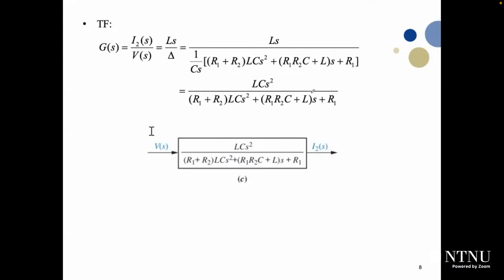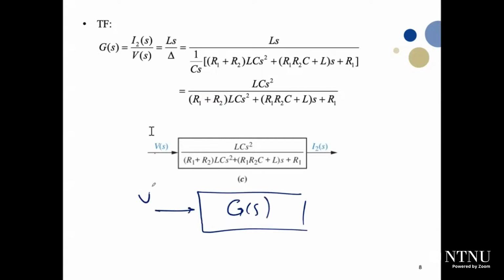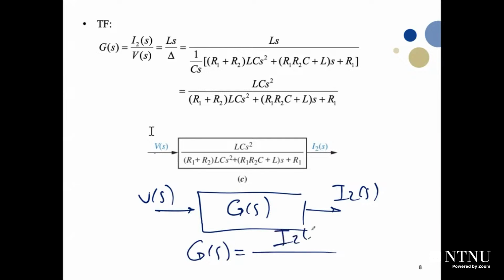So again, once you have the transfer function, it maps inputs into outputs. It tries to find the transition from input, they call it transfer function. So in fact, it transfers the input into the output. So we can draw a block diagram like this one. Inside it, we will have our transfer function G of S. The input will be V of S. The output will be I2 of S. So we can say that transfer function equals output divided by input, which is I2 of S divided by V of S.